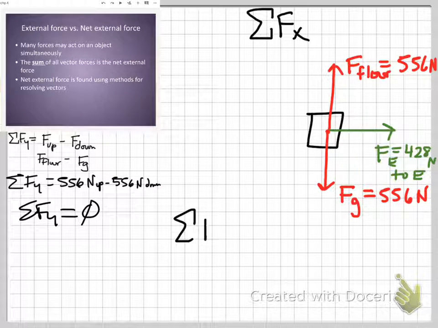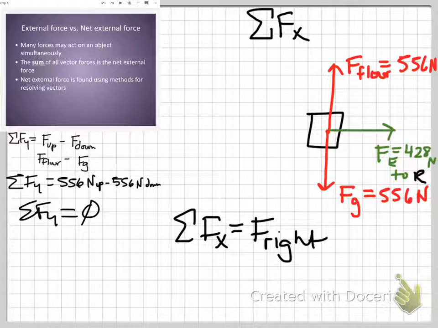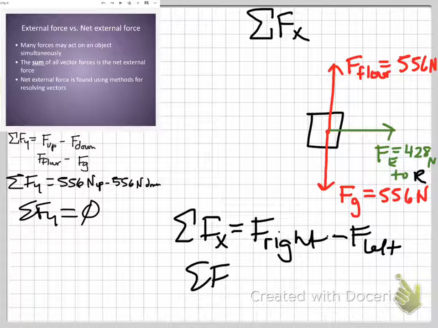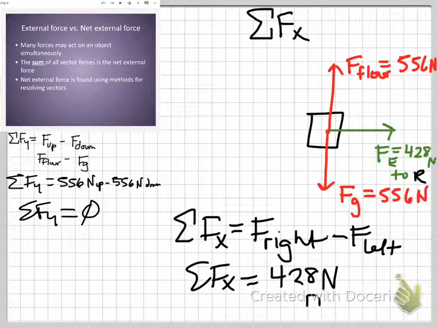So now let's do sum of forces on the x. It equals, and in this case we're dealing with right and left, not up and down, so all the forces to the right minus all the forces to the left. Okay, in this case, what do we have? Sum of forces on the x equals 428 newtons to the right minus 0.